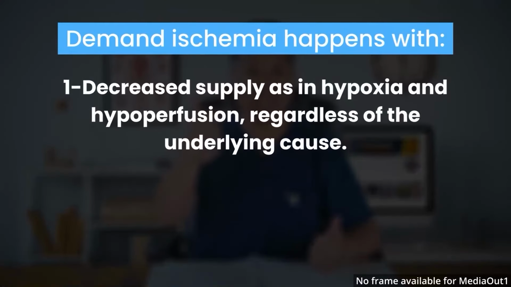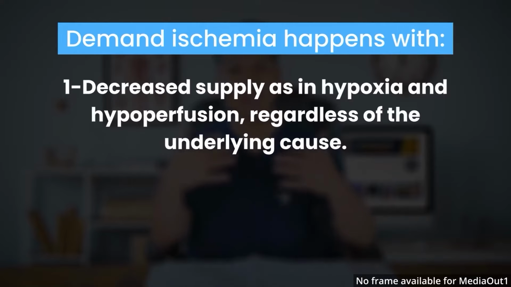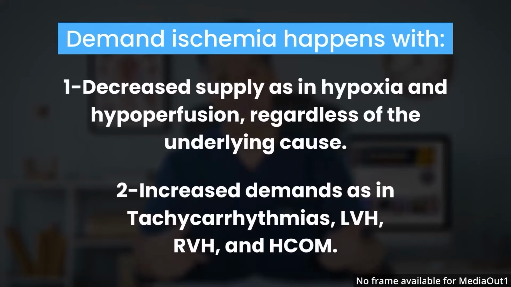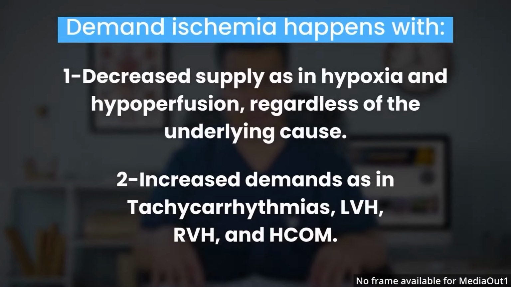Now, demand ischemia happens with decreased supply, as in hypoxia and hypoperfusion, regardless of the underlying cause, or increased demands, as in tachyarrhythmias, LVH, RVH, or HOCM, hypertrophic cardiomyopathy. Let's move to the next example, example 8.